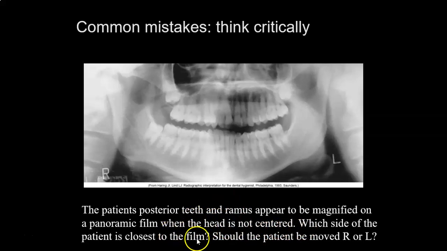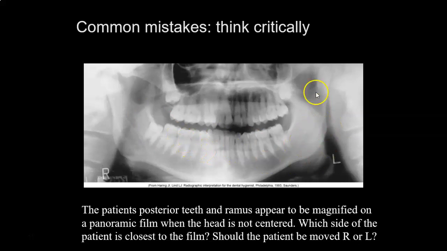The patient's posterior teeth and ramus appear to be magnified on the panoramic film when the head is not centered. Which side of the patient is closest to the film? Should the patient be moved right or left? This is a little bit tricky, I think. So the patient's head is closer to the machine on the left side. They're actually closer on the side where it looks like the image is more of a normal size. It's not as enlarged. So the patient is closer on the left side. They should be moved to the right to be more centered into the machine.